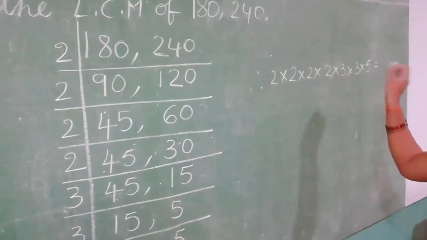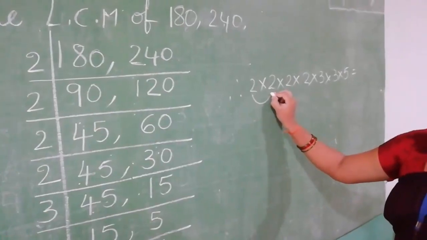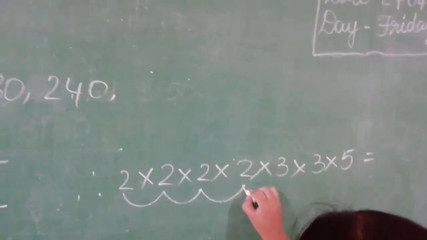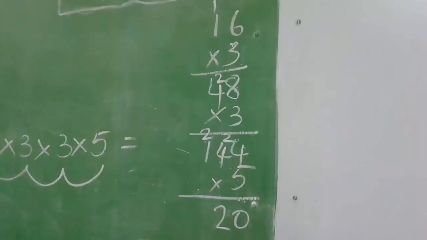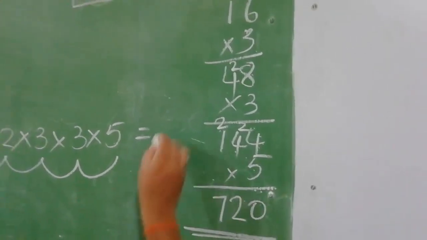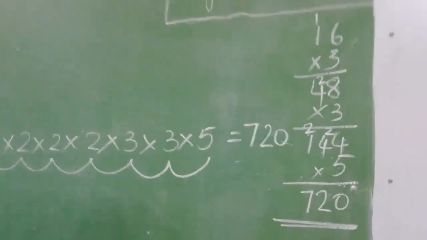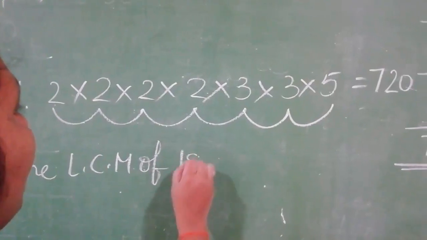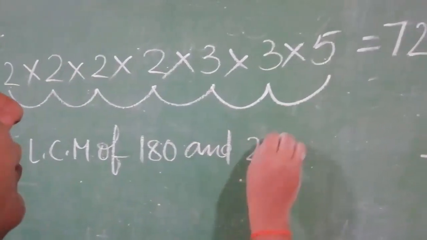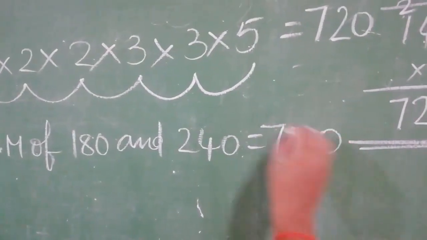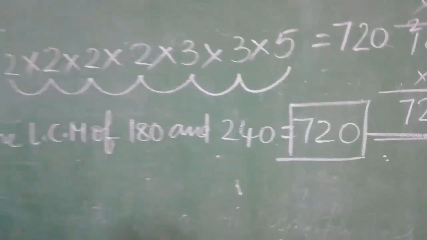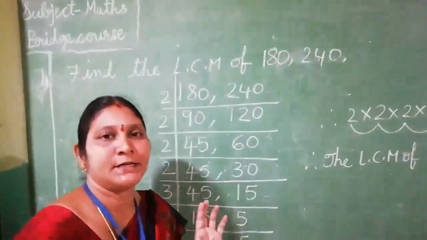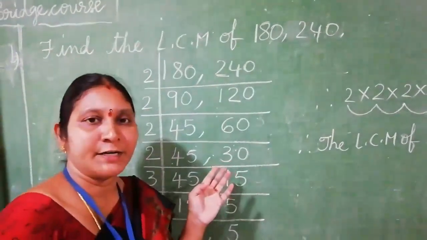Now multiply all the prime factors. 2 2s are 4. 4 2s are 8. 8 2s are 16. 16 3s are 48, 48 3s are 144, and 144 5s are 720. Therefore the LCM of 180 and 240 is 720. Okay children, this is the way to find the LCM and HCF through the method of prime factorization.